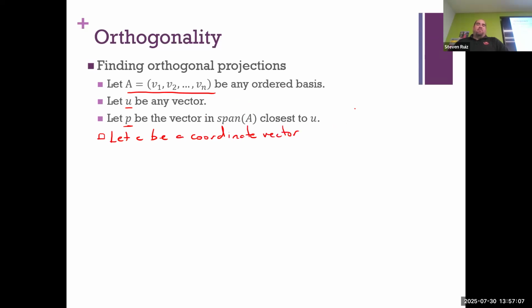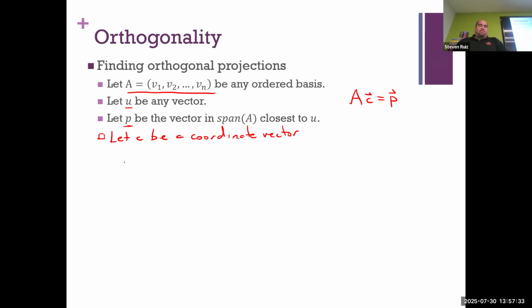So, specifically the coordinate vector that makes this true. If I multiply A by C, I get P. So basically, C is the thing that defines exactly what linear combination of the vectors in A yields P.